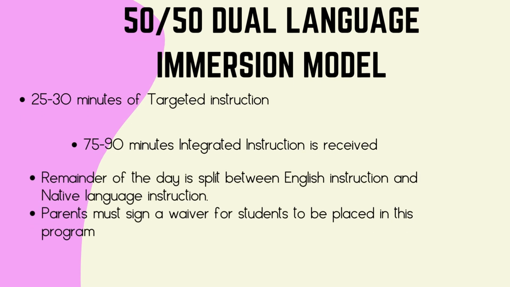In the 50-50 model, students receive 25 to 30 minutes of targeted instruction. Targeted instruction is made up of students in the same grade level as well as the same English proficiency level. Students will receive 75 to 90 minutes of integrated instruction. In the 50-50 model, it is made up of English learners and non-English learners, except with targeted instruction. In this model, a student's day is split in half. They receive half their instruction in English and the other half in their native language.